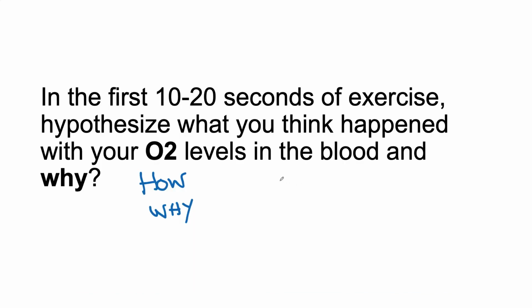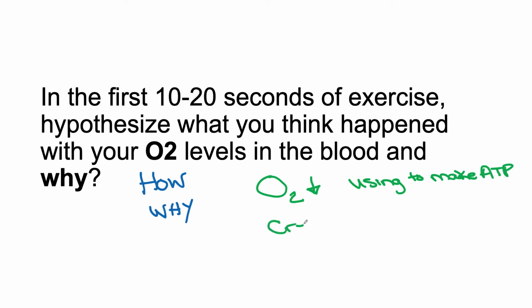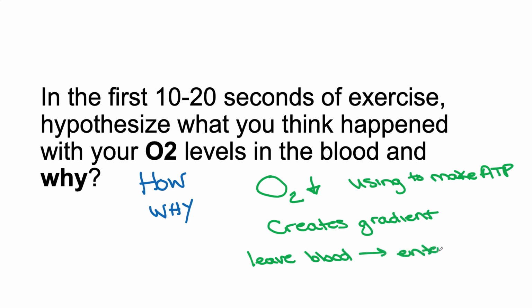So the answer here could be that oxygen levels will decrease in the cell because you are using it to make ATP, and it is the final electron acceptor. As oxygen levels go down in the cell, it creates a gradient, which causes oxygen to leave the blood and enter the muscle cell.